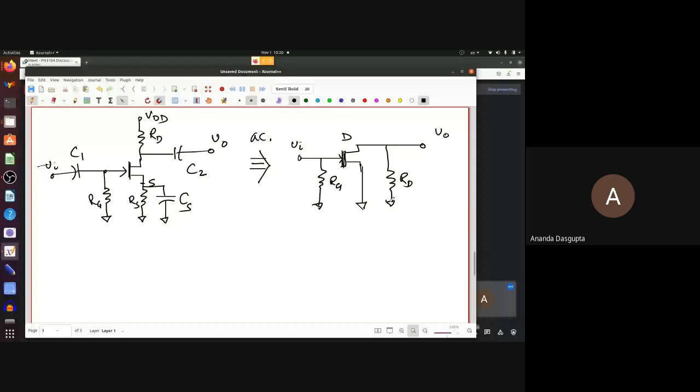Now, can anybody tell me? I'm not even going to do anything more. I just want ZI, ZO, and AV. Can anybody tell me what they are going to be? No calculations needed actually. If you have paid attention, you should be able to tell me what these are.